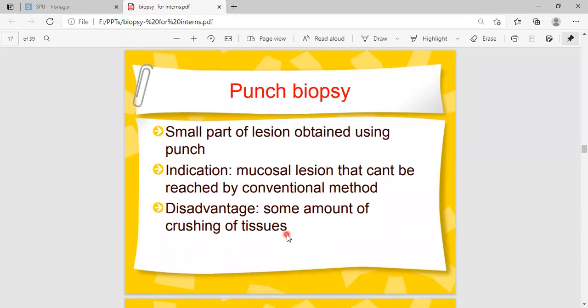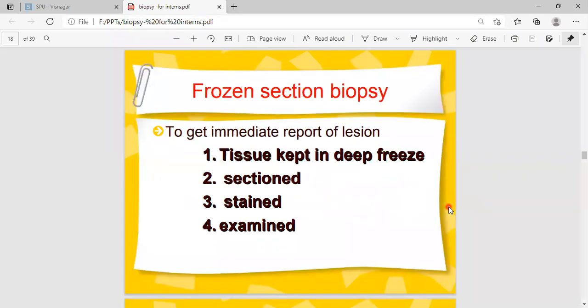So punch biopsy, where a small part of the lesion is obtained using a punch. There are different punch instruments available. So you use those punches and do the biopsy. Indications: usually in dermatology it is used. Mucosal lesions that can't be reached by conventional methods, for example, lesions in the throat, esophagus or pharynx. In those cases, it is used. Disadvantage: some amount of crushing of the tissue happens. So that is a disadvantage of punch biopsy.